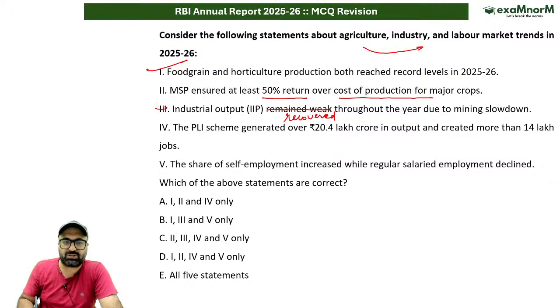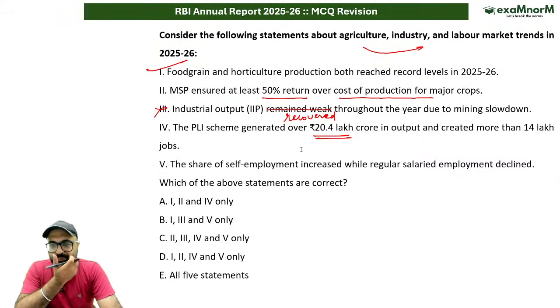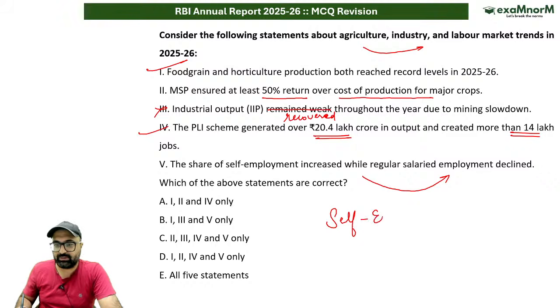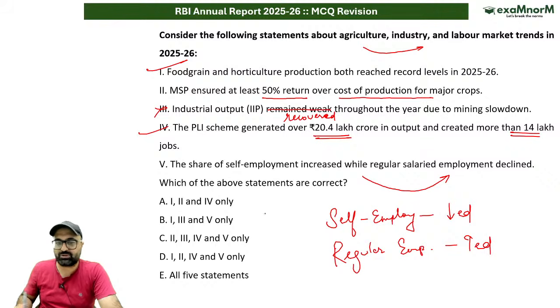It was not slow. So this is wrong. The PLI scheme generated around 20.4 lakh crore rupees of output and more than 14.4 lakh jobs. This is correct. The share of self-employment increased while regular salaried employment declined. This is correct. No sir, this is wrong. The trend is, self-employment का जो शेयर है that has decreased, और regular employees का जो शेयर है that has increased. So it is opposite.